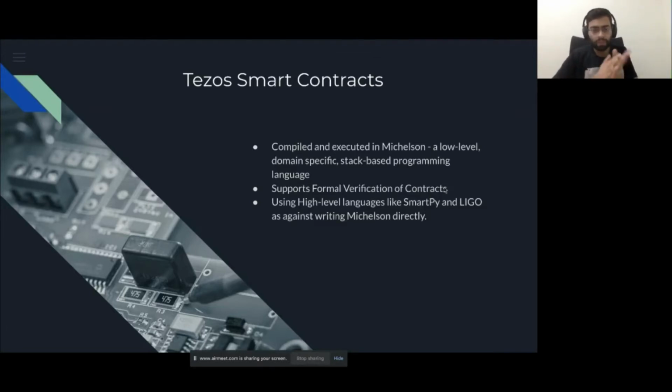So smart contracts in Tezos are compiled and executed in Michelson, which is a low-level, domain-specific language, meaning that it is just meant for Tezos smart contracts. It can't be used like Node.js or Java or JavaScript or Python, which can be used in multiple places. It is used just for writing Tezos smart contracts. It's a very low-level language, and it's a stack-based programming language. I hope you all know what stacks and queues are, and especially what stack-based programming languages are.